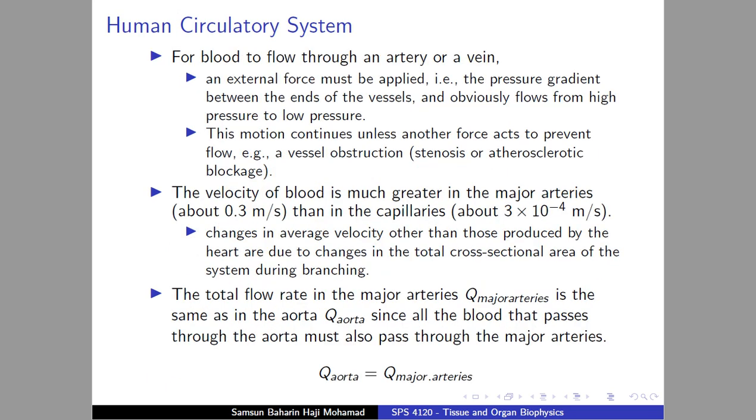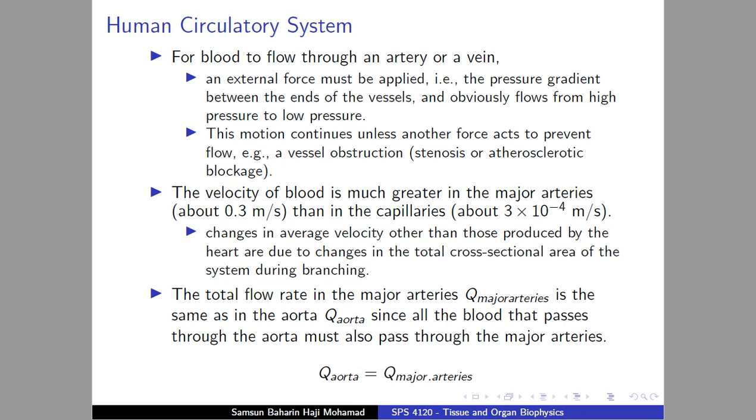Okay, so in order for blood to flow through the artery or vein, an external force must be applied. So the pumping of our heart produces the force. The pressure gradient between the ends of the vessel makes the blood flow from high pressure to low pressure. This motion continues unless another force acts to prevent the flow, for example, vessel obstruction. Okay, so this one is when the blood vessel is blocked. So we have a problem.